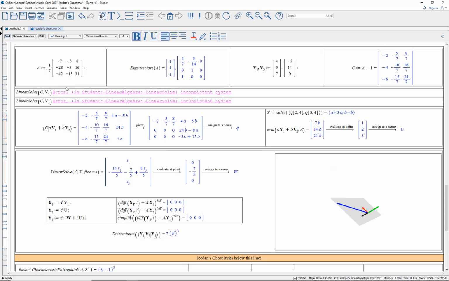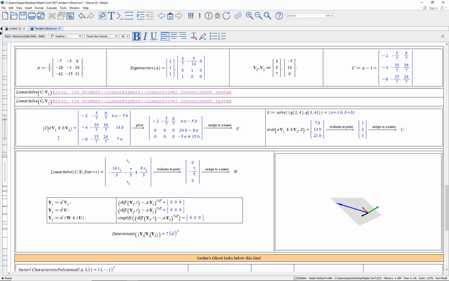3 by 3 matrix. Algebraic multiplicity 3, geometric multiplicity 2. So the eigenspace is, as mentioned, 2. There are 2 eigenvectors. Here's the matrix C, A minus lambda I. You try to go up the chain from V1. It doesn't work. This linear solve technique says you got inconsistent equations. You try to go up the chain from V2. It doesn't work. What do you do?